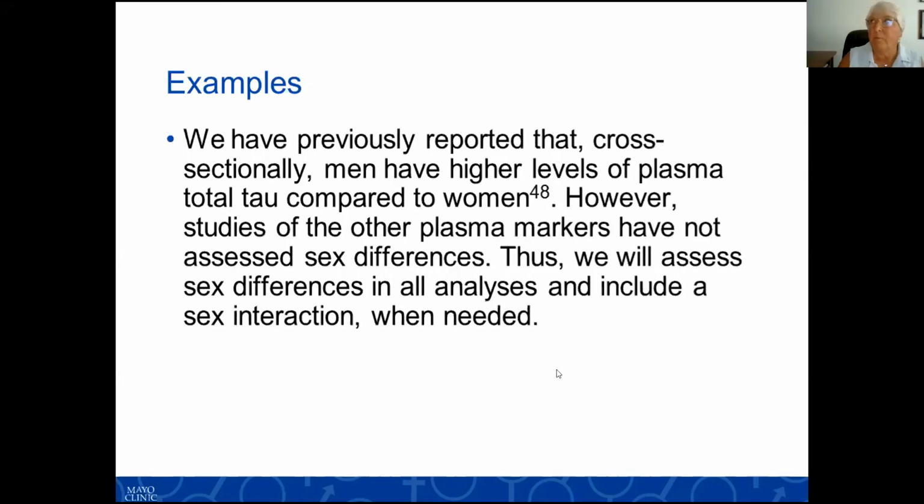So let's look at a couple of examples of how this may play out. In your section of the grant, which requires you to address sex differences, we have previously reported that cross-sectionally men have higher levels of plasma total tau compared to women. However, studies on other plasma markers have not been assessed. Thus, we will assess sex difference in all analysis that include a sex interaction when needed. So they've looked at the literature, they understand what is there, what is needed, and how they're going to address it.